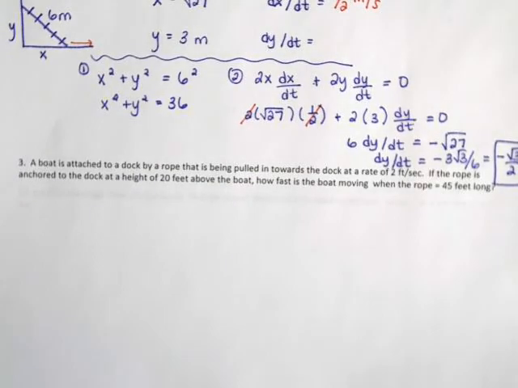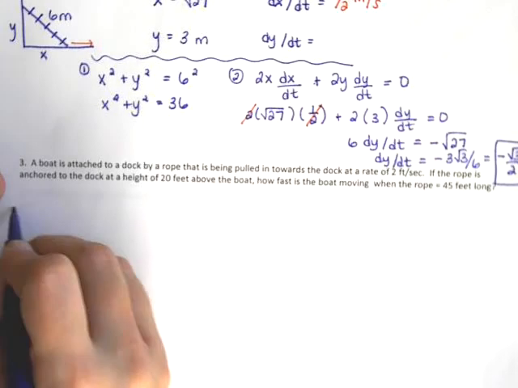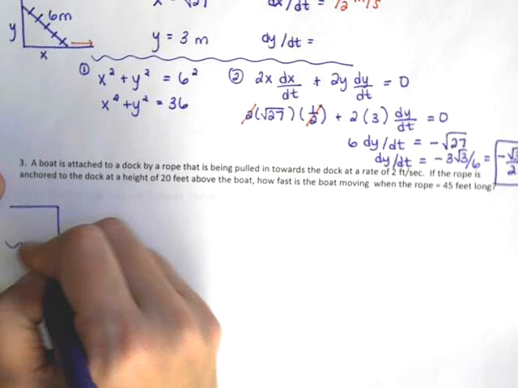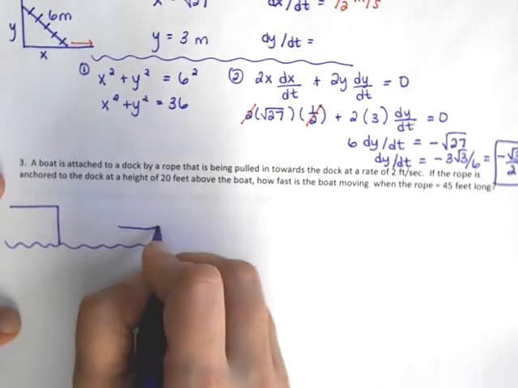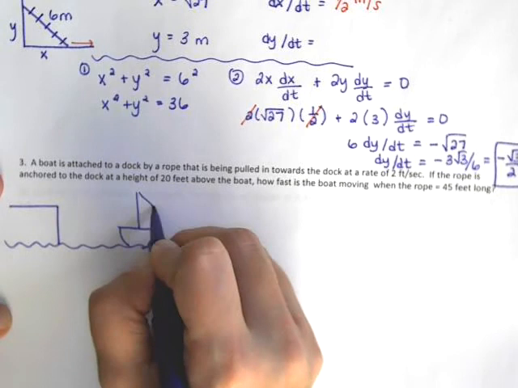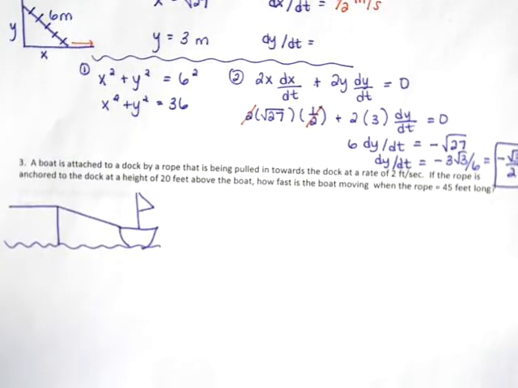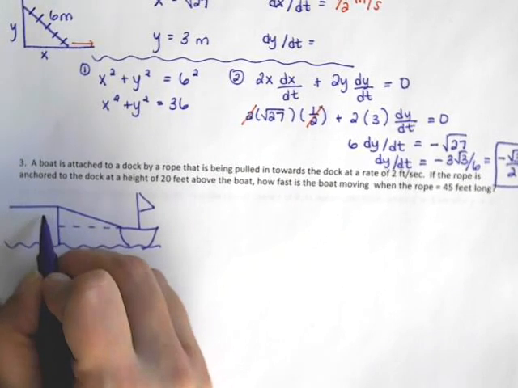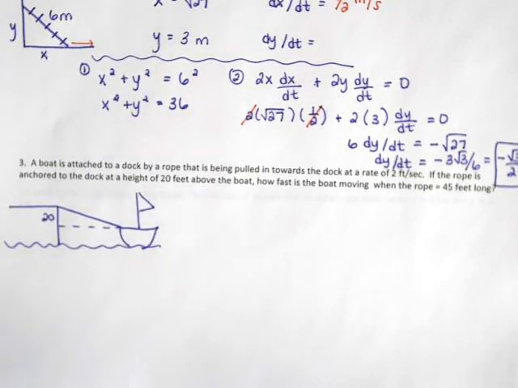All right, last example of these notes. A boat is attached to a dock by a rope that is being pulled in towards the dock at a rate of 2 feet per second. Let's draw a little picture. So here's our dock. Here's the water. If the rope is anchored to the dock at a height of 20 feet above the boat, how fast is the boat moving when the rope is 45 feet long?